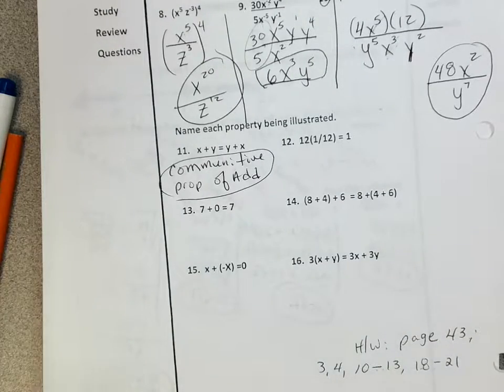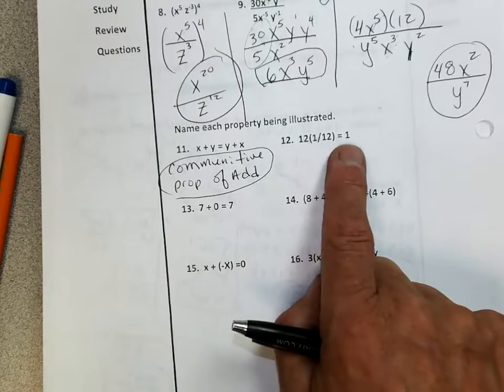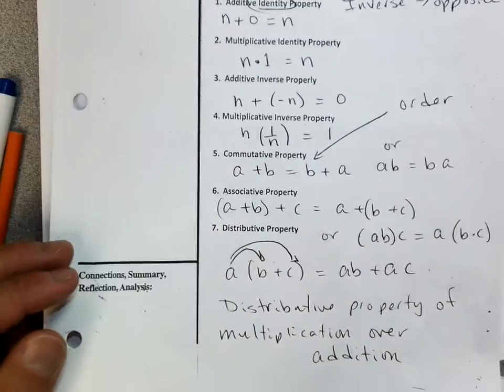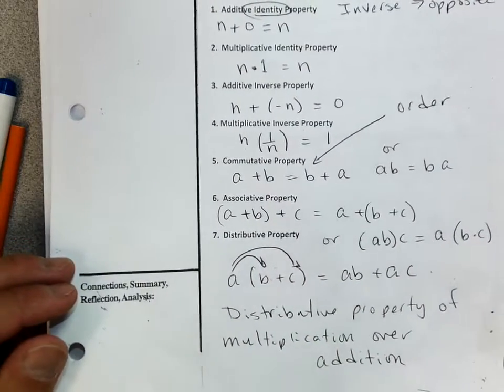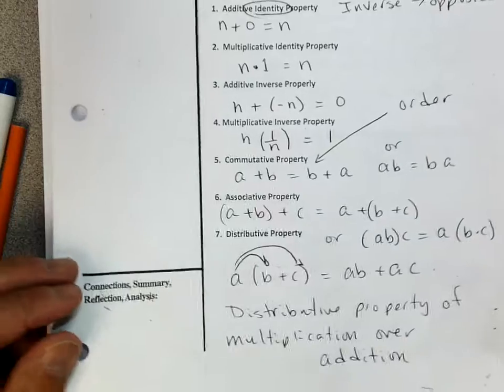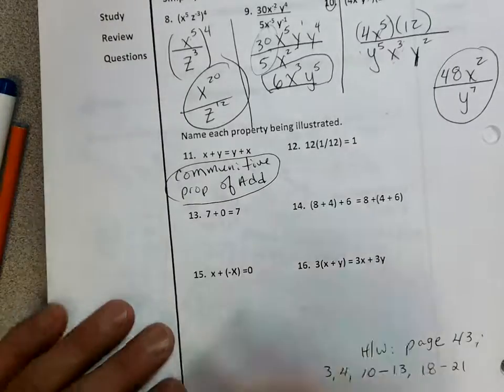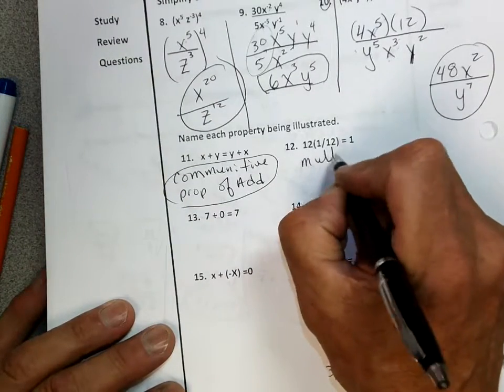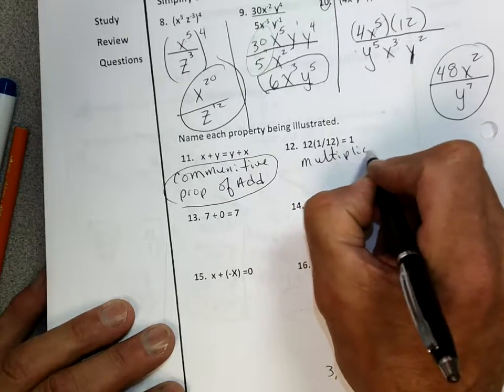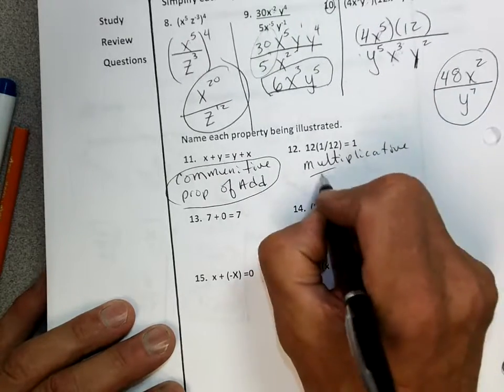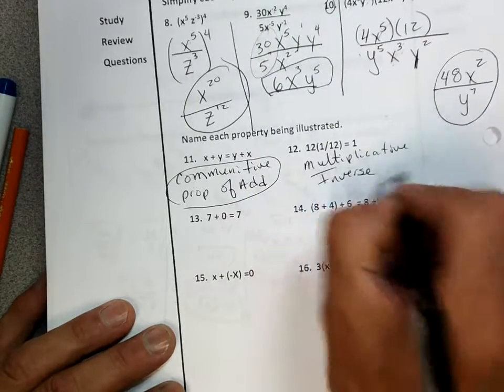How about 12? Got 12 times 1/12 equals 1. Let's see if we can find something like that on there. Which one do you think it is? Yeah, multiplicative inverse, right? So it's multiplicative inverse. Got it. Good.